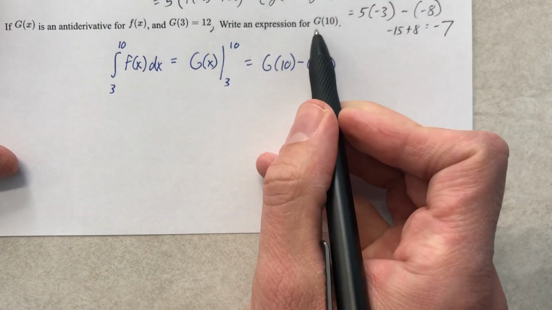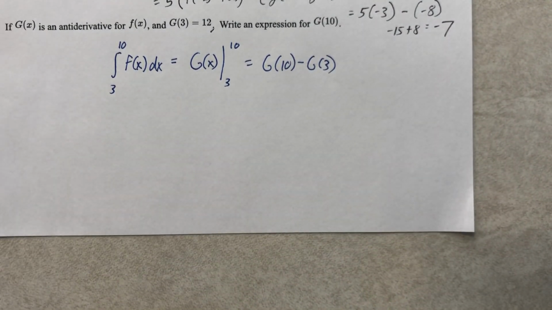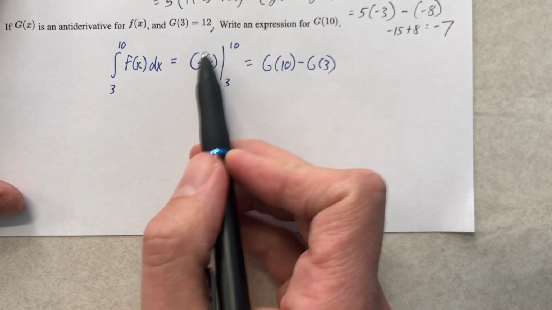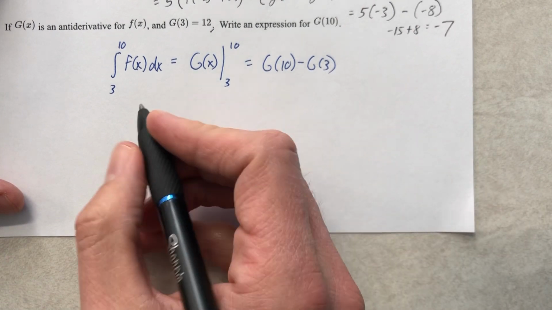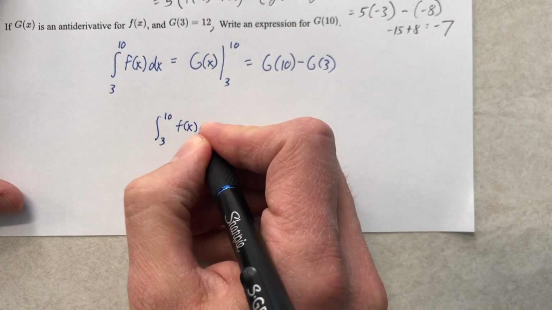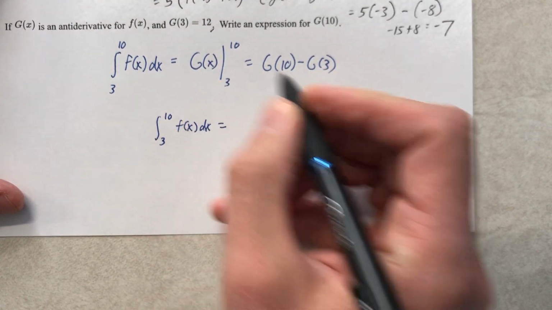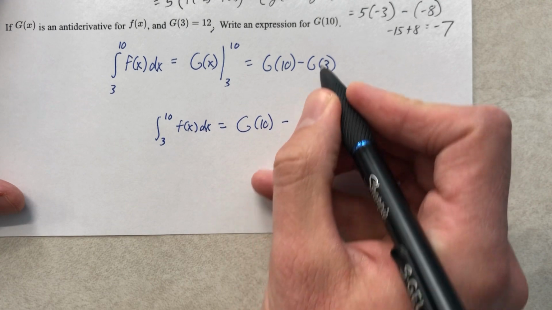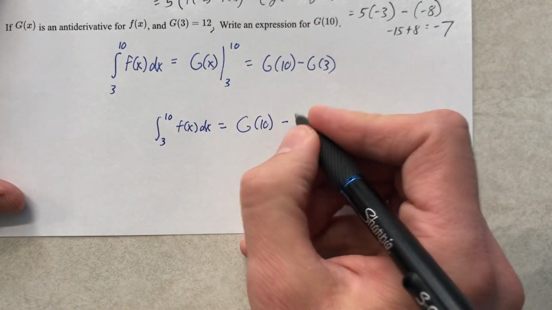Okay, write an expression for G of 10. Well, let's just keep going. So here's what we know. We know that this equals middle step, which equals this. So the integral from 3 to 10 of f of x dx equals, skip it, G of 10 minus G of 3. Oh, that's 12.